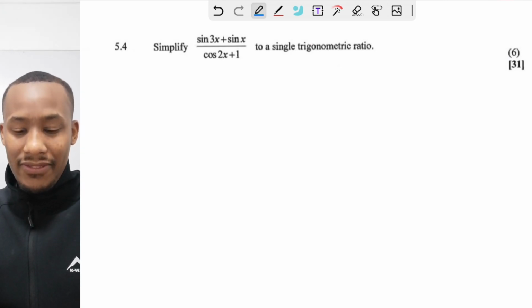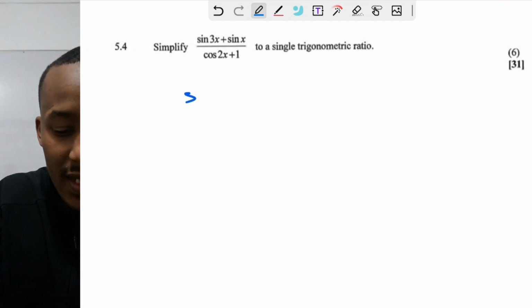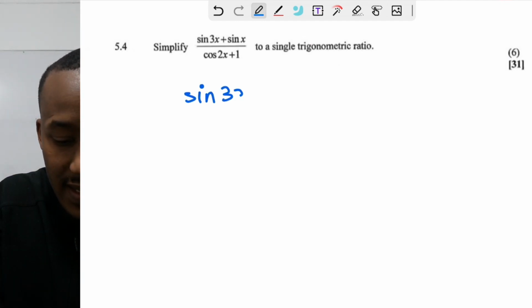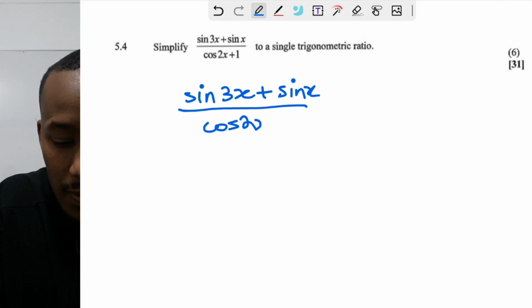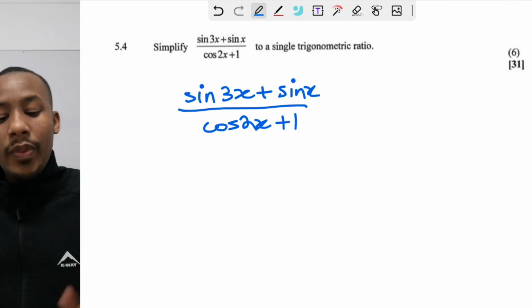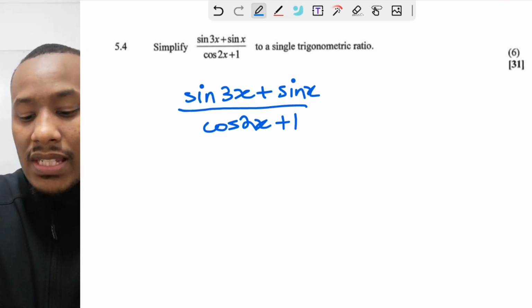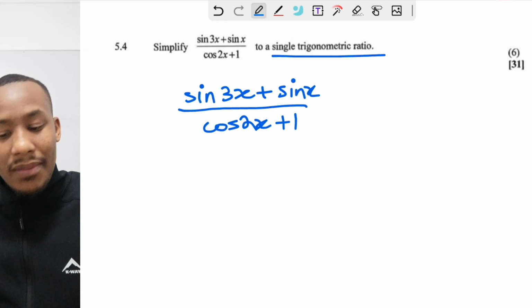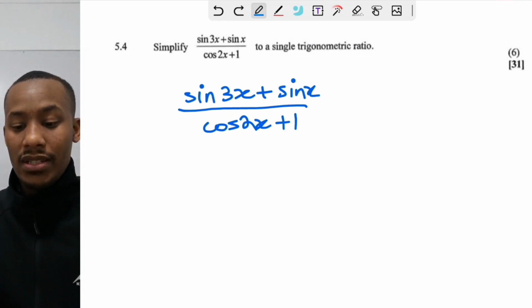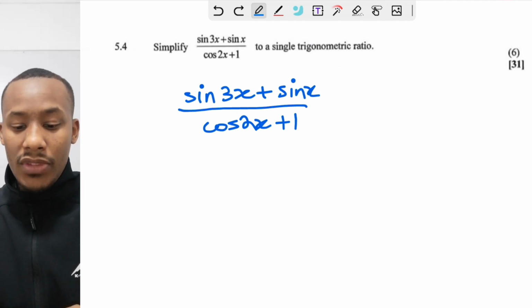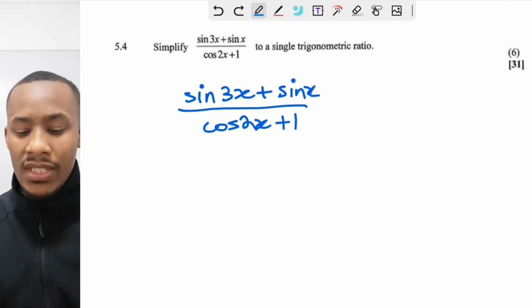Here we have an expression: sine 3x plus sine x, divided by cos 2x plus 1. We need to simplify this into a single trigonometric ratio. They haven't told us what that trigonometric ratio is going to be, but we'll have to find out what it is.